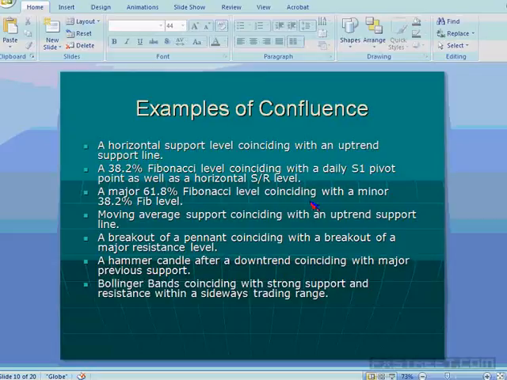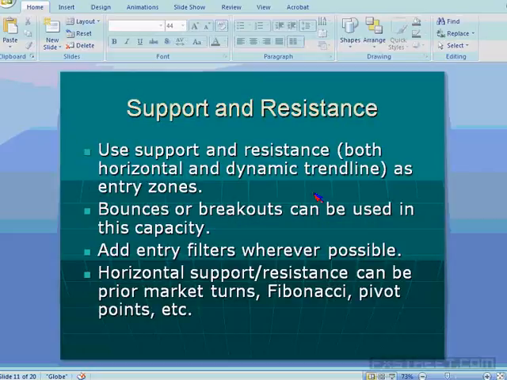Also, support and resistance, of course. If you're a support and resistance trader, you know what I'm talking about. Trading off of support and resistance is trading off of pure price action, and this is, besides trend, probably my most important criteria for getting into trades. Okay. Using support resistance as triggers to get into trades. So I'm talking about both horizontal lines as well as dynamic trend lines. Those are all support and resistance, and I use those as entry zones or triggers to get into a trade. Okay, and bounces or breakouts can be used in this capacity.